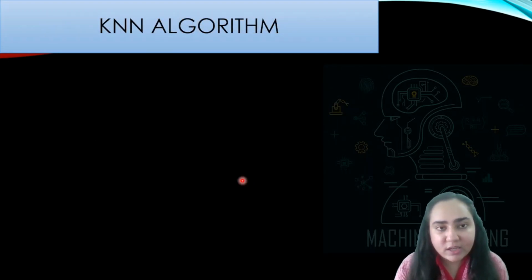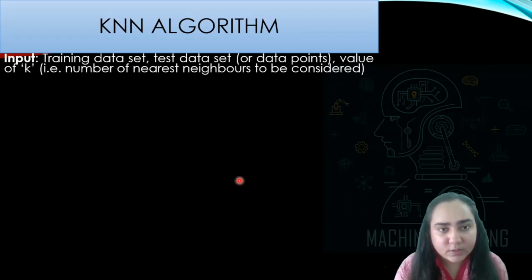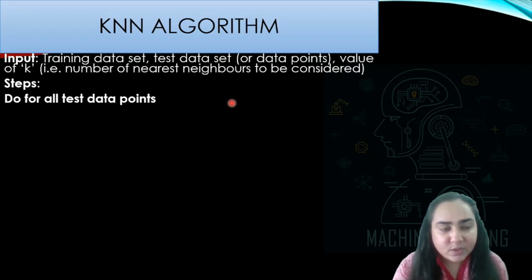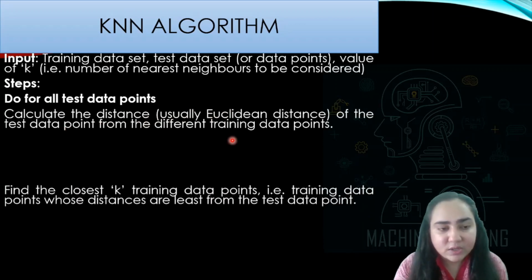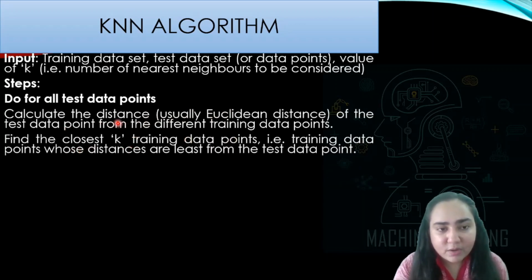So what does the KNN algorithm look like? It looks like this. So initially we have the input, which is your training data and test data. And also you need to provide the value of k. The steps are as follows. You will do these steps for all the test data points. You will calculate the distance, which is usually by Euclidean distance. You will calculate the distance of these test data points from all the training data points. And then you will find the closest k training data points from the test data point.